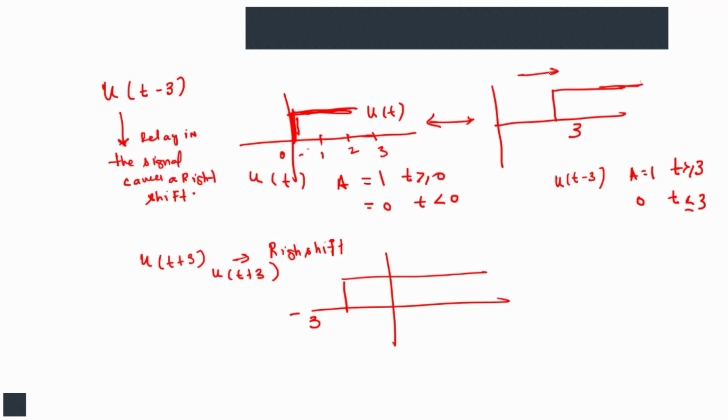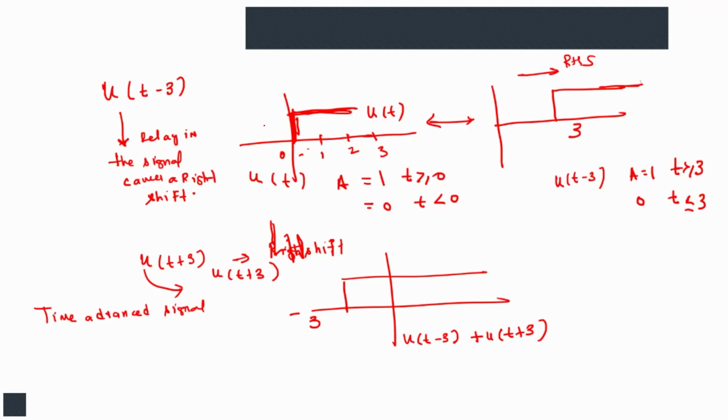Sorry, this did a right hand side shift. This resulted in a left hand side shift. Left hand side shift. Okay, this was your time advanced signal. Now, for example, if you want to add these signals, if you want to write u of t minus 3 plus u of t plus 3, correct?